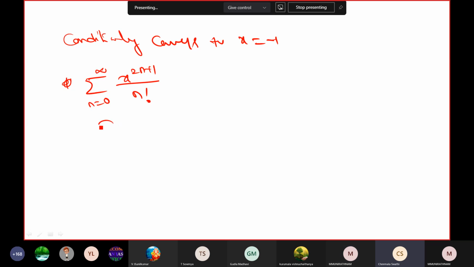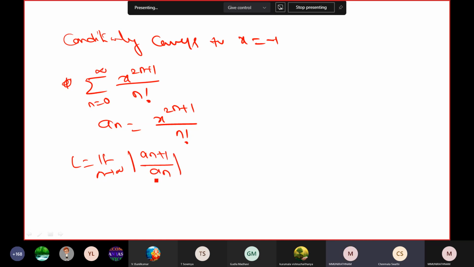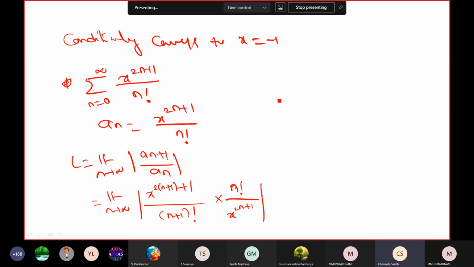Okay? So an equal to x power 2n plus 1 by n factorial. So L equal to limit of mod an plus 1 by an, which is mod x power 2 into n plus 1 by n plus 1 factorial into n factorial by x power 2n plus 1. And the limit value.